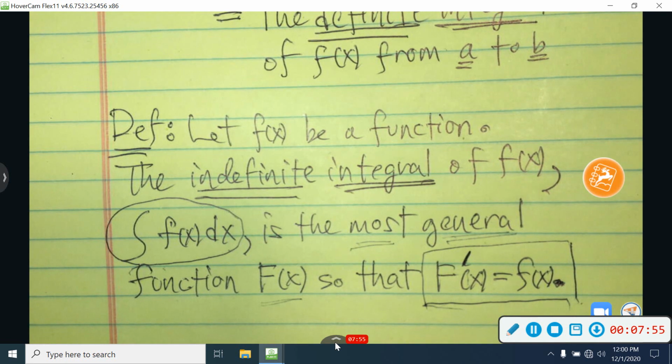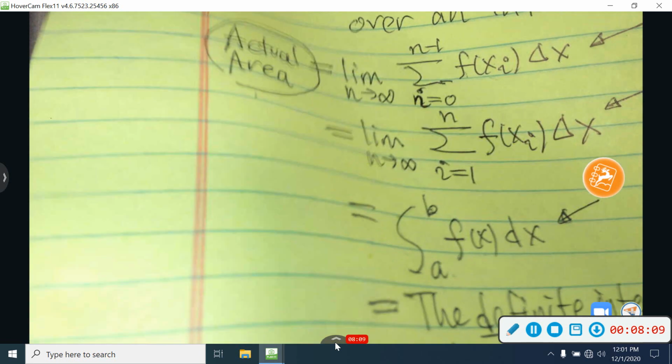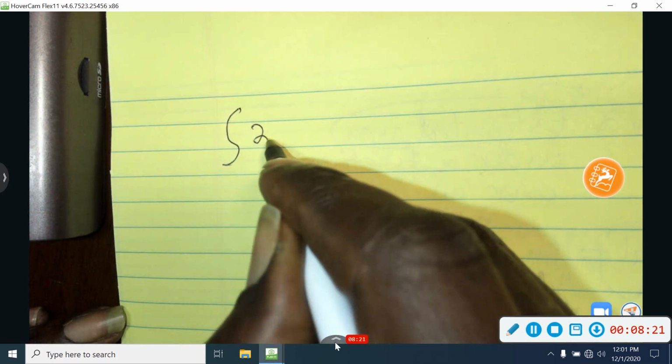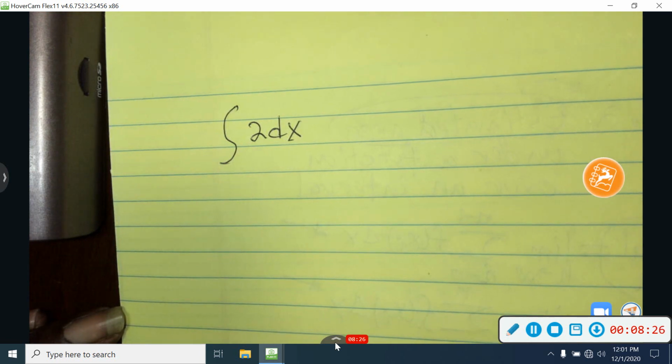So be careful, it's not taking a derivative, it's finding something that differentiates to be a given function. So it's not taking a derivative. Okay? Let's try some. Ready? Sure you're ready? Let's try to find the indefinite integral of 2. Okay? Well, let's see, I'd have to find a function that differentiates to be 2.